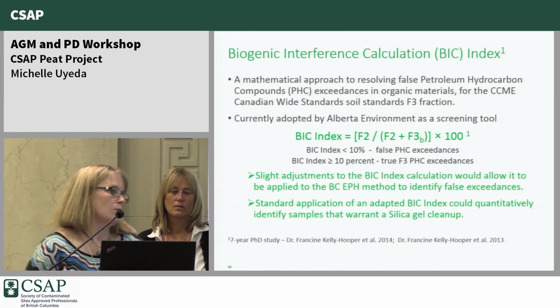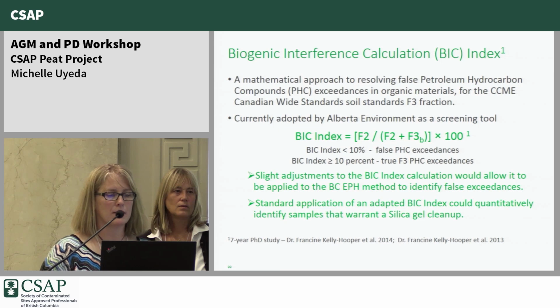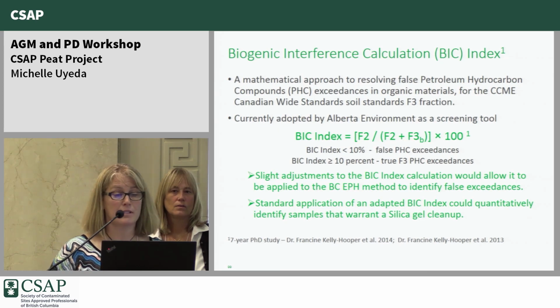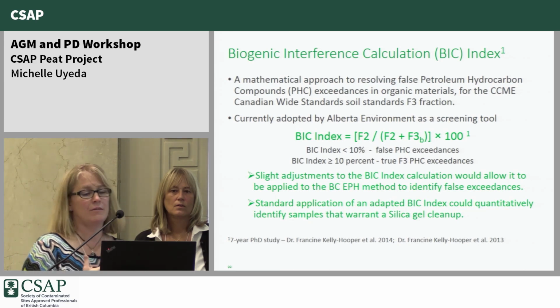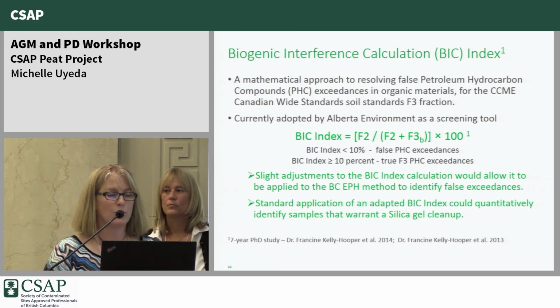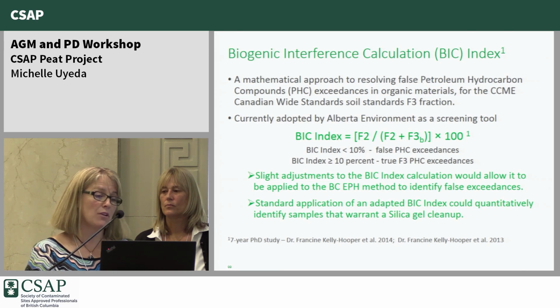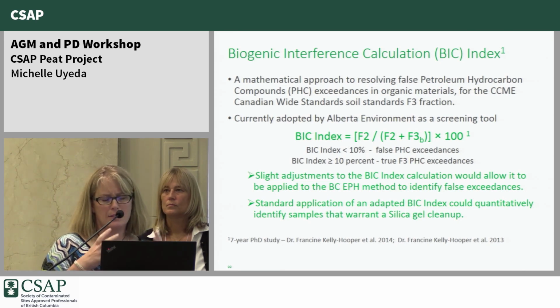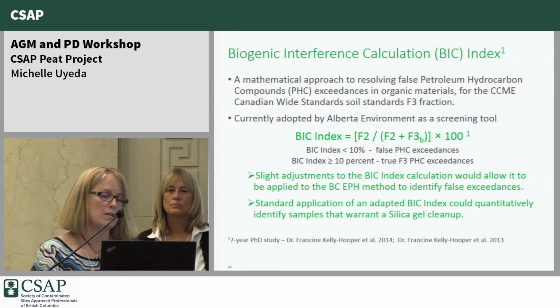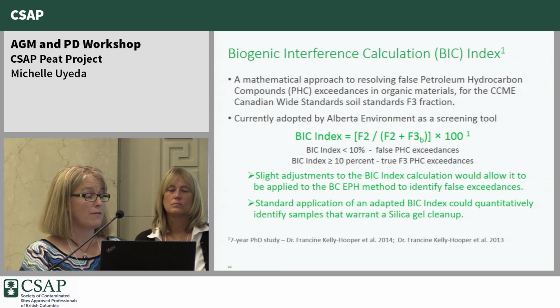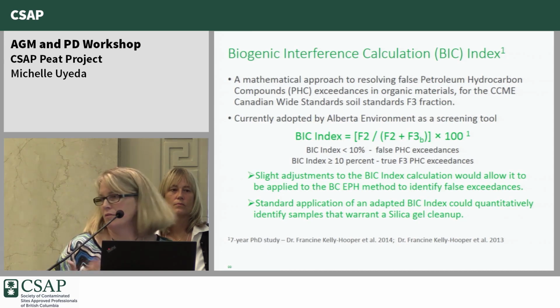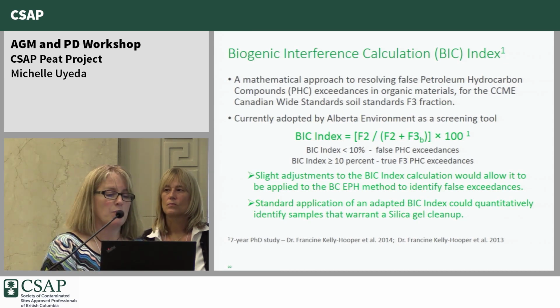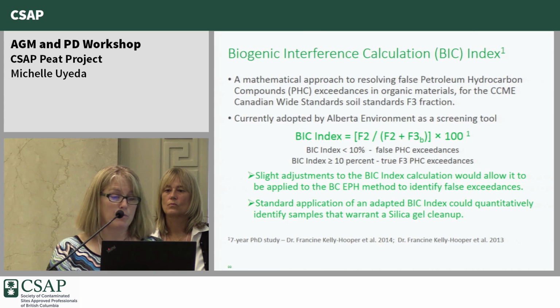One of the things that's also done across Canada is the biogenic interference calculation index. I won't go into much detail about it here. Suffice it to say it's a mathematical approach to resolve false petroleum hydrocarbon compound exceedances in organic materials. It focuses specifically on the CCME Canada-Wide Standards F3 fraction, which is equivalent to our HEPH. It's currently been adopted by Alberta Environment as a screening tool.